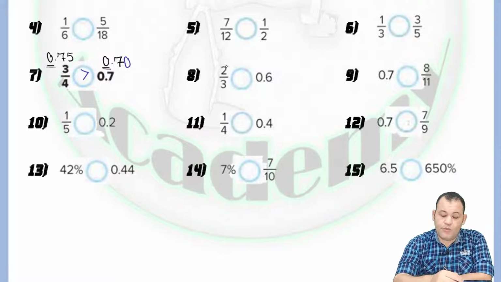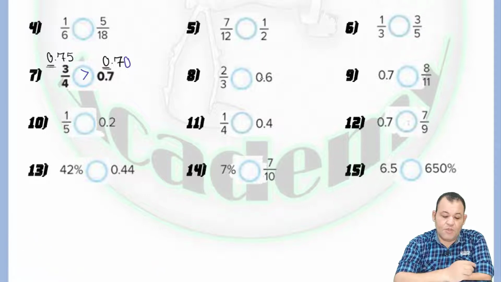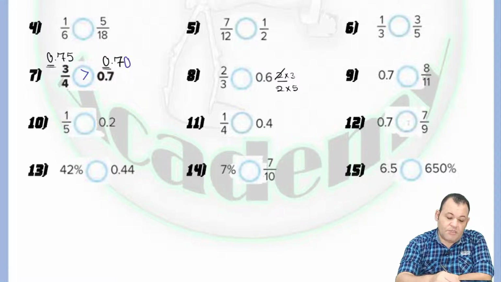In question number 8, we have 2 over 3 and 0.6. We can't solve it directly because both of them are different. So we need to write both of them as a fraction or both of them as a decimal. So we know that 0.6 is equal to 6 over 10. We know that 6 equals 2 multiplied by 3. And the 10 equals 2 multiplied by 5. So we cancel 2 and 2. So it will be in the simplest form, 3 over 5. So 0.6 is equal to 3 over 5.